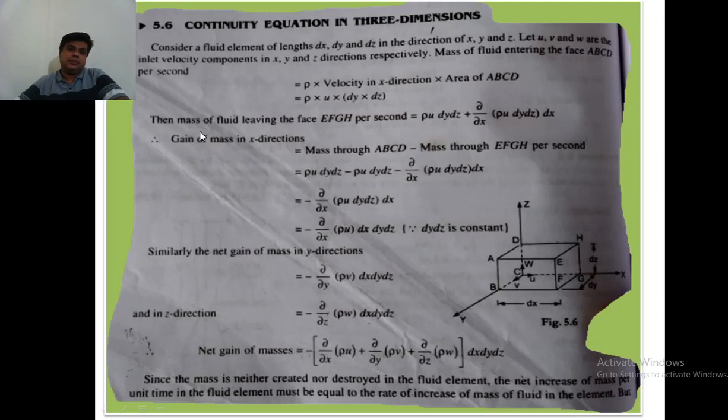So during this flow, the gain of mass in x direction will be mass through ABCD minus the mass through EFGH per second. So mass through ABCD is this one, rho u dy dz, minus the mass through this is the mass content here. So that will be this one. So we'll give a minus sign here. So use your mathematics and you will get to this equation. So this is the gain of mass in x direction. That is with respect to del x, we have rho velocity u, dx, dy and dz. Similarly, you do the same thing in y direction.